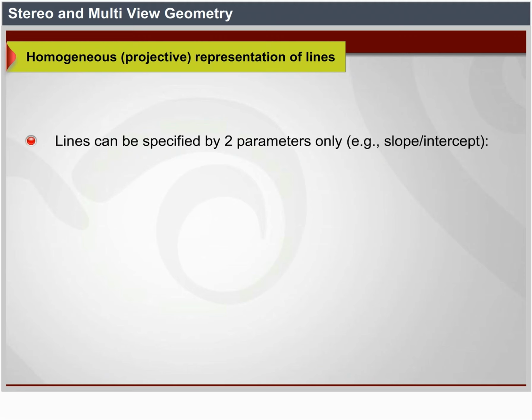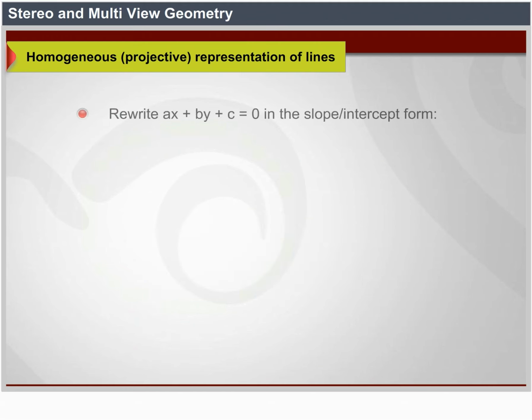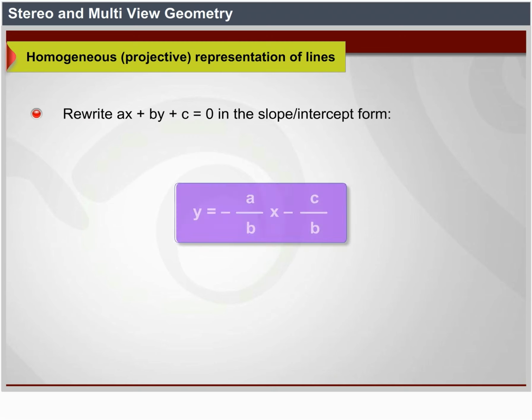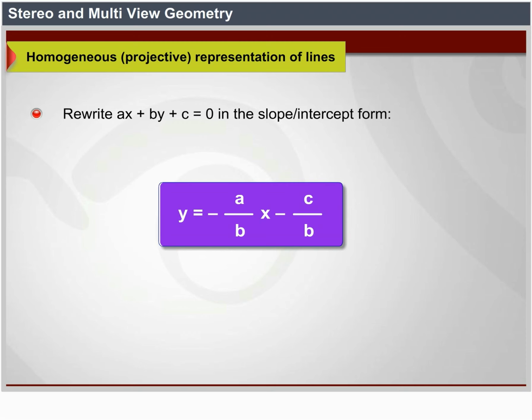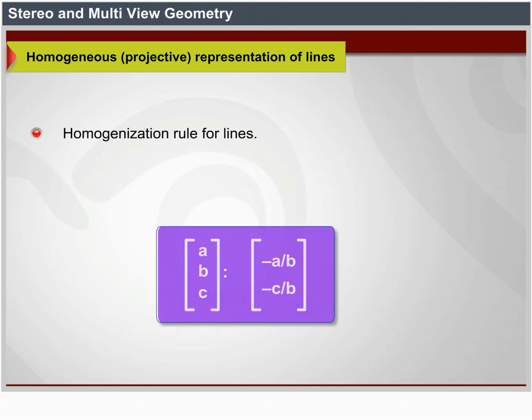Lines can be specified by only two parameters, that is, slope and intercept: y = mx + c. Rewriting ax + by + c = 0 in slope-intercept form gives y = -(a/b)x - (c/b). Homogenization rule for lines: (a, b, c) maps to (-a/b, -c/b).